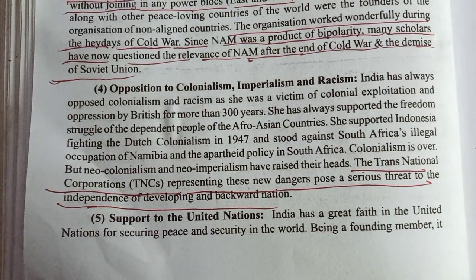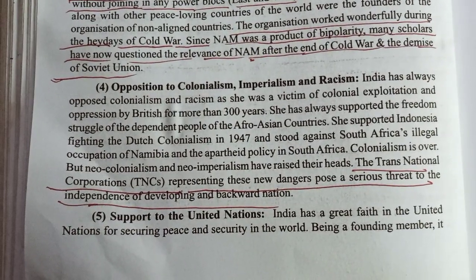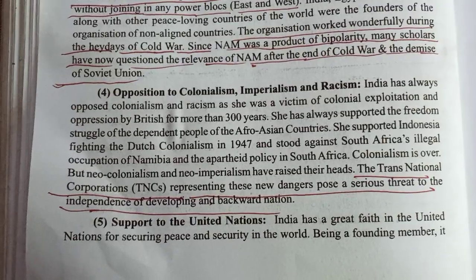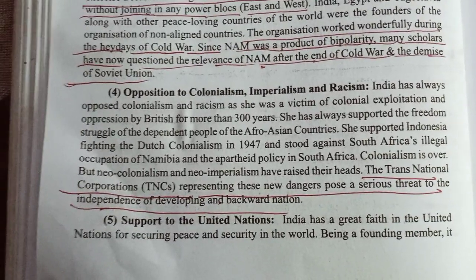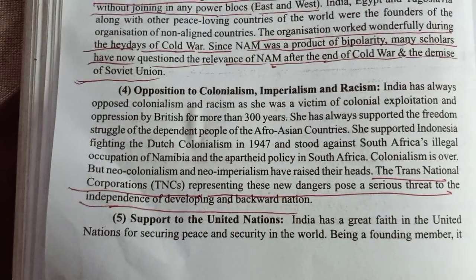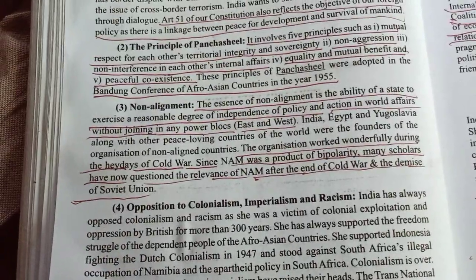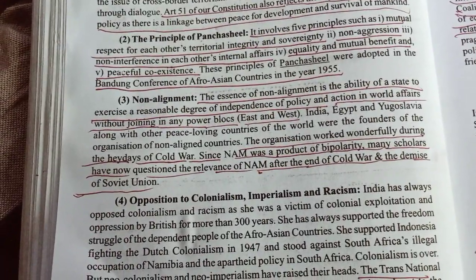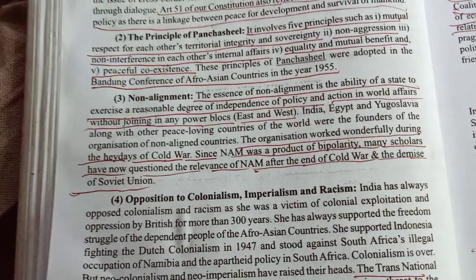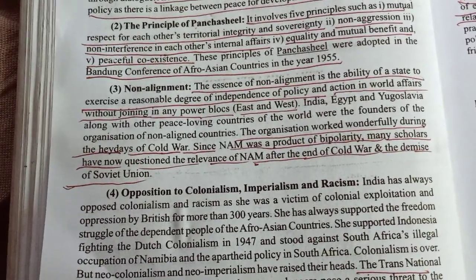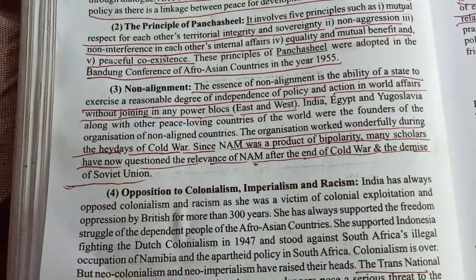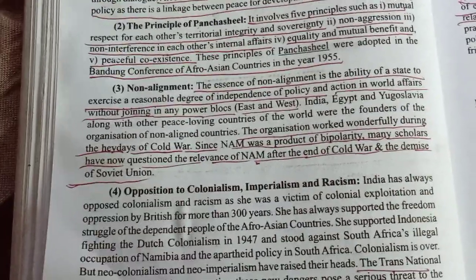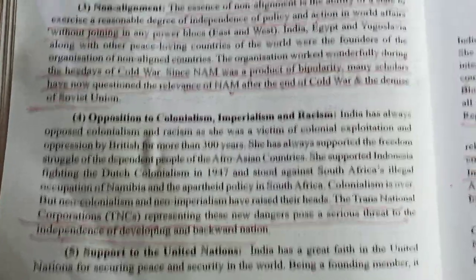Fifth is support to United Nations. As a member of United Nations, India supports in United Nations. It supports world peace. It supports Panchashil. It supports non-alignment. It supports the opposition to colonialism, imperialism, and racism. So this is the feature of Indian foreign policy.